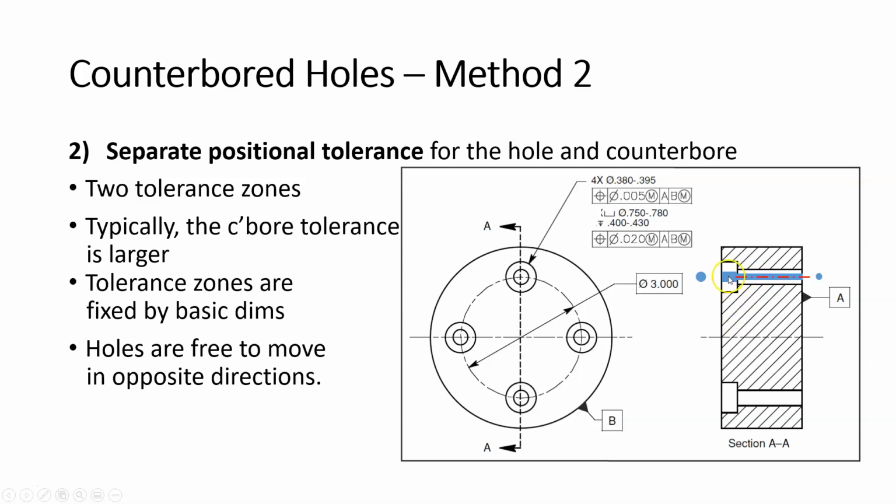And then we have a second tolerance zone. In this case, it's larger, 20 thou versus 5 thou. And the center of the counterbore must lie within that larger tolerance zone. Holes are still free to move in opposite directions.